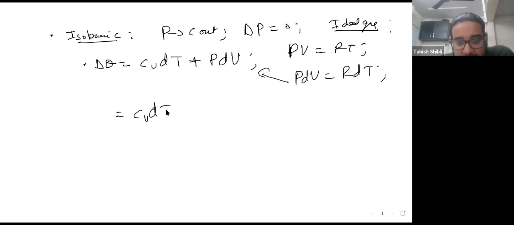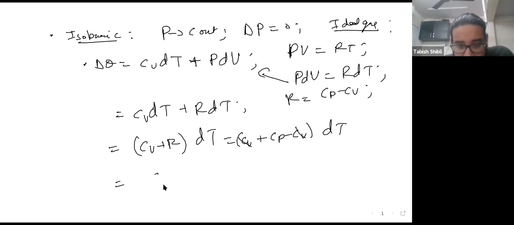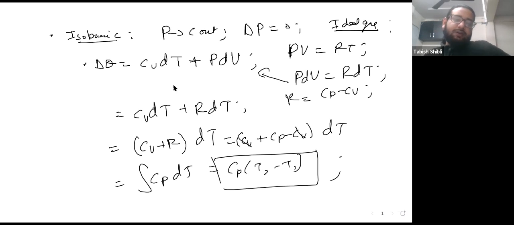You have Cv dT plus R dT, which is equal to (Cv plus R) dT. Since R is also equal to Cp minus Cv, my Cv plus Cp minus Cv times dT, these two cancel out, which makes it Cp dT. Integrate this, what do you get? You get Cp times (T2 minus T1). So the energy put in will just be equal to your Cp and the change in temperature. As simple as that.